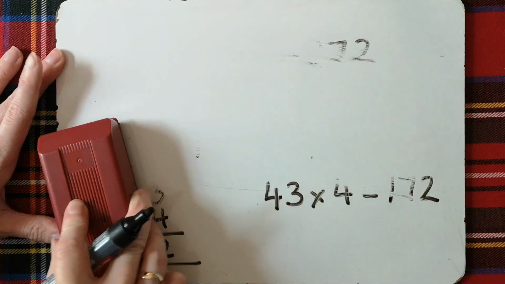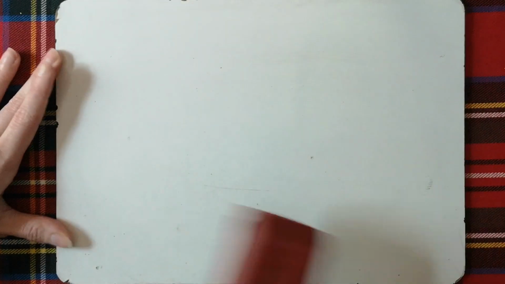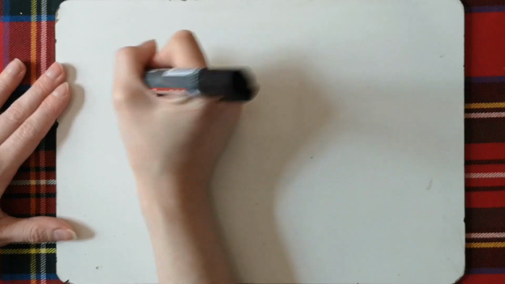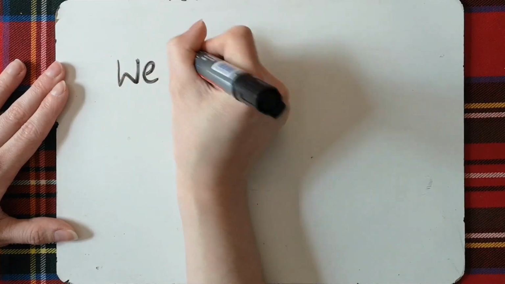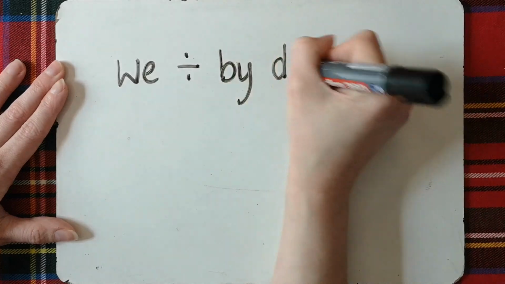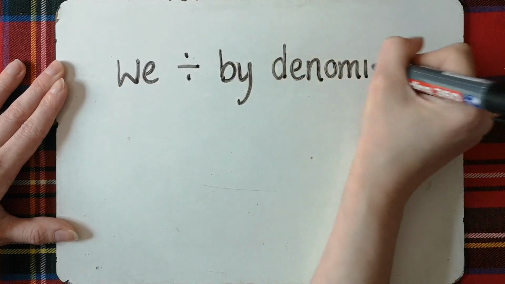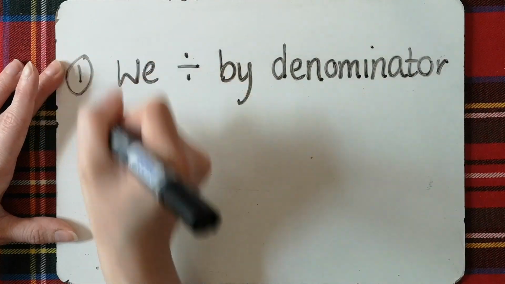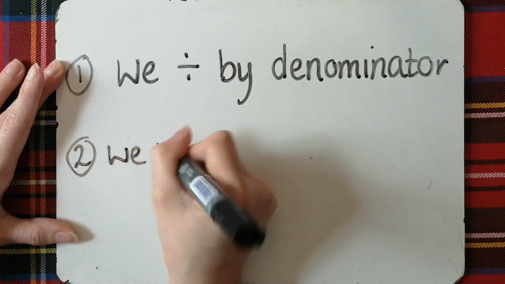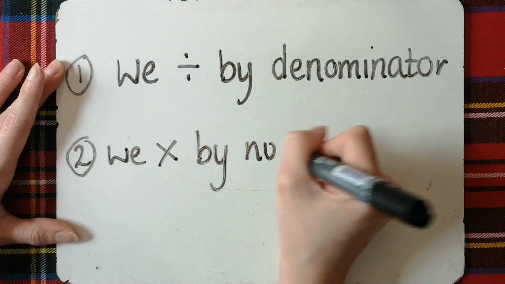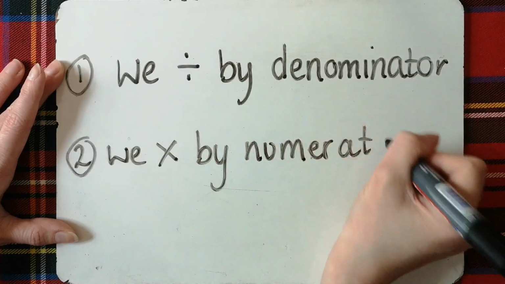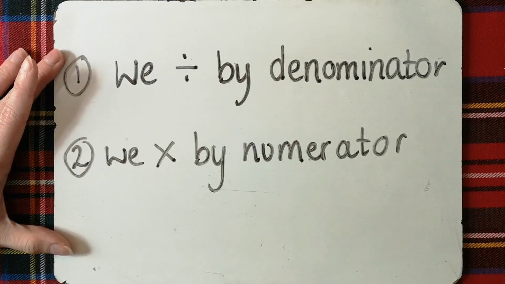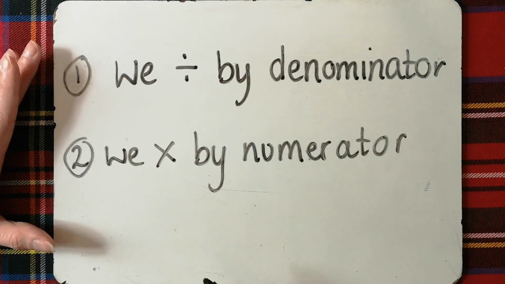Okay, hopefully we have now learnt the method to find fractions of amounts when the numerator is more than 1. So first of all, we divide by the denominator. And then second, we multiply by the numerator. So by following those 2 steps, you can find a fraction of any given amount when the numerator is more than 1.